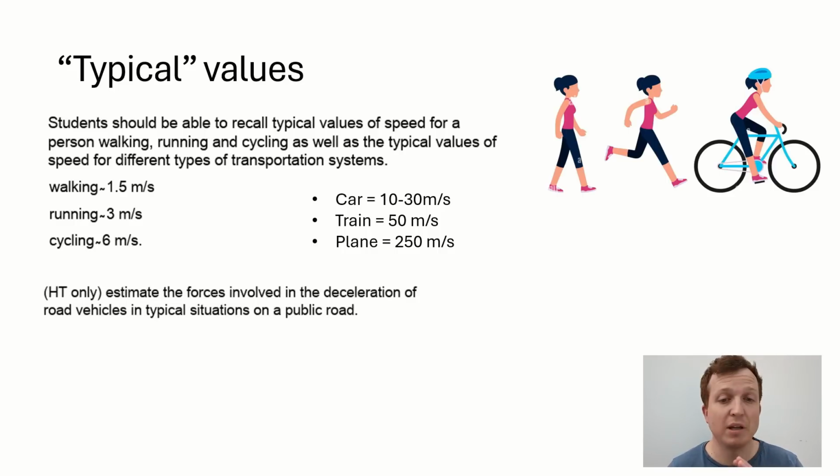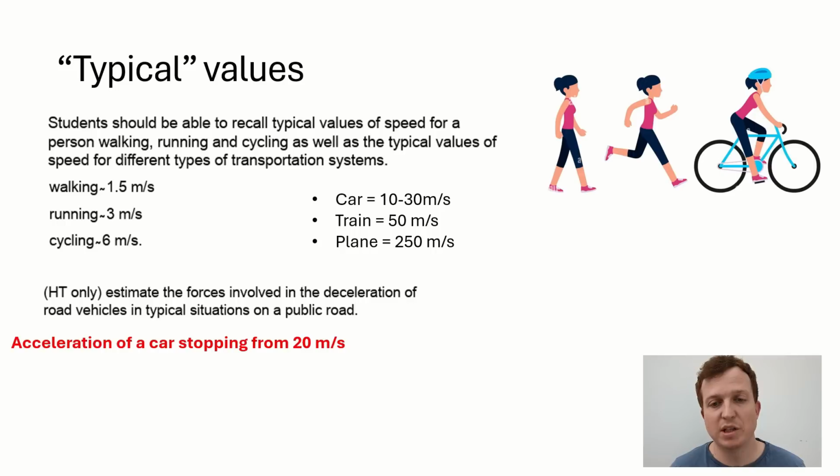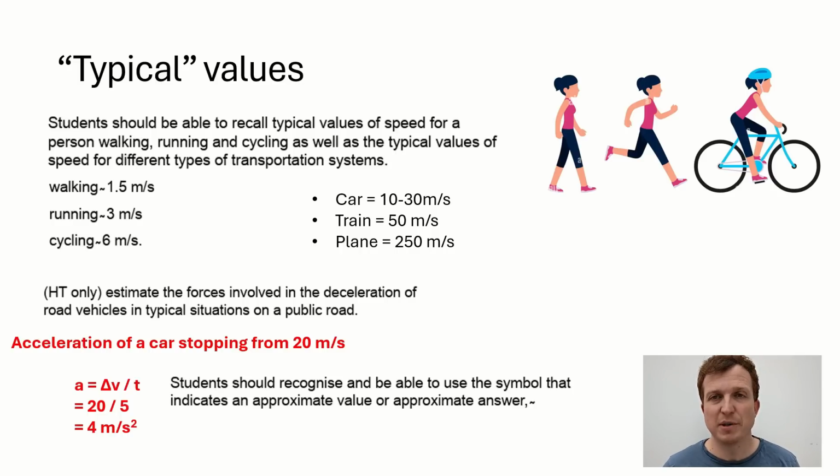We also need to be able to estimate the forces involved in the deceleration of different vehicles. So when a car slows down, for example, roughly what deceleration is it going to be experiencing? What we're talking about is a car stopping from, let's say, 20 meters per second. It's going to take a few seconds to do so. So let's say 5 seconds. So that's going to be, roughly speaking, 20 divided by 5. We're talking about 4 meters per second squared here. Now you might notice in all of these different approximate speeds, they've got a little squiggle sign. If you don't know what that means, it means an approximate answer. So it doesn't mean it's equal to exactly 1.5 meters per second, just means it's very similar to.